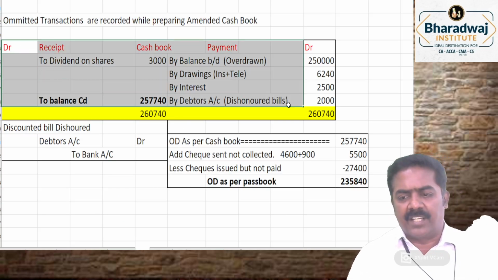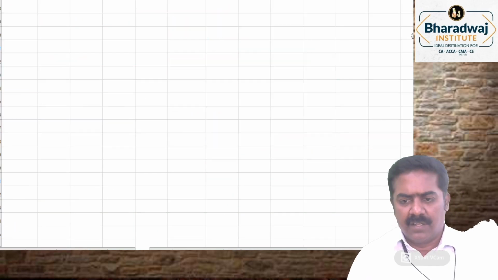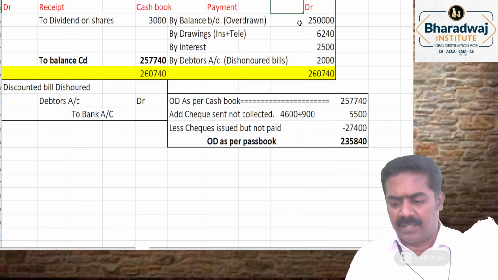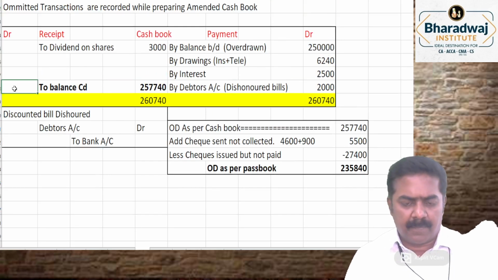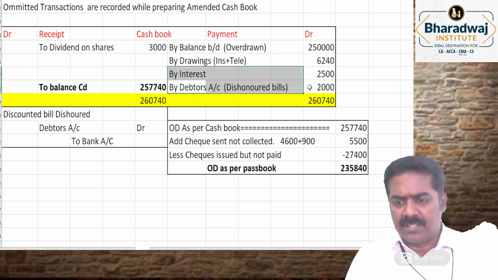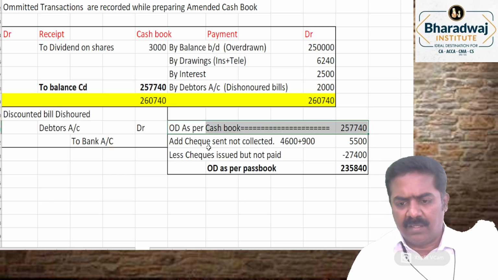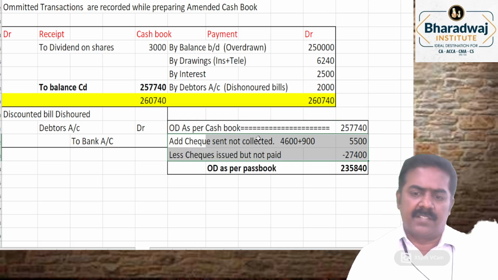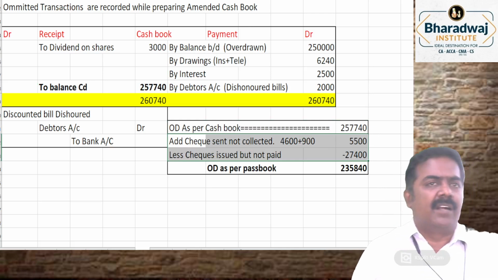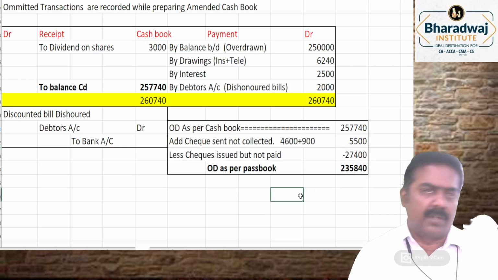Any doubt in amended cash book? From the passbook, actual transactions, but omitted in the cash book is recorded. Like drawings, interest paid or expenses are charged, bills discounted, dishonored, dividend collected, all record பண்ணிட்டு we get amended cash book balance. Then items causing differences recorded in cash book but not in passbook, அந்த மாதிரி இருக்க items எல்லாம் we record it, reconcile it. We get the OD as per which one? Passbook.